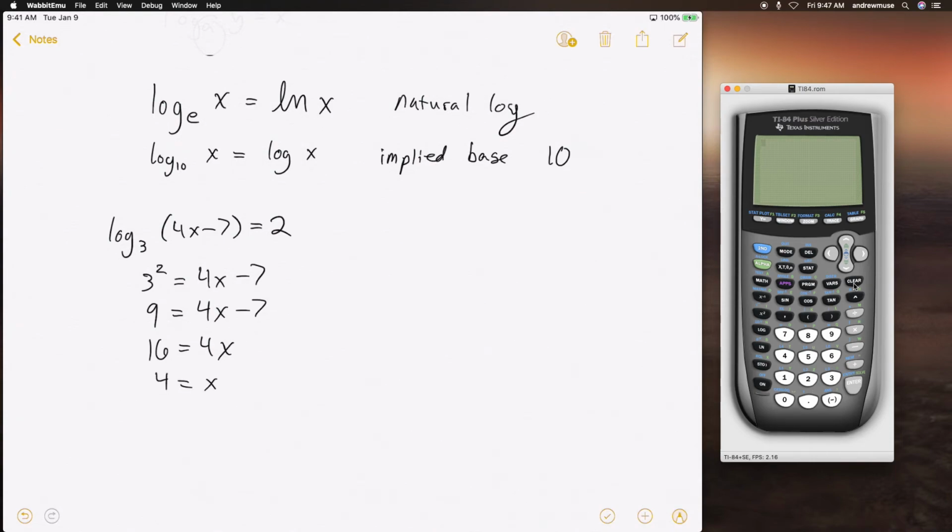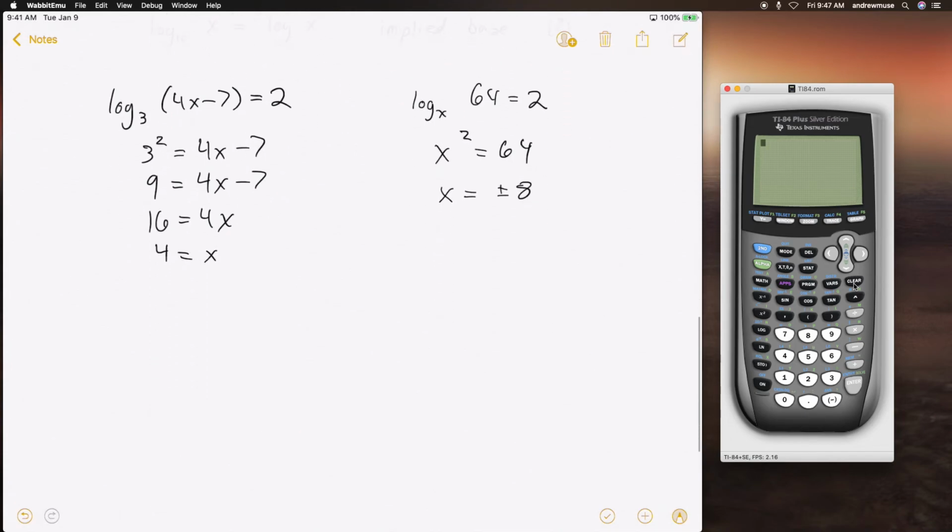There's another example. Log base x of 64 equals 2. If you convert this to exponential form, you get x squared equals 64, and we know how to solve that. Square root both sides, and square root of 64 is plus or minus 8.